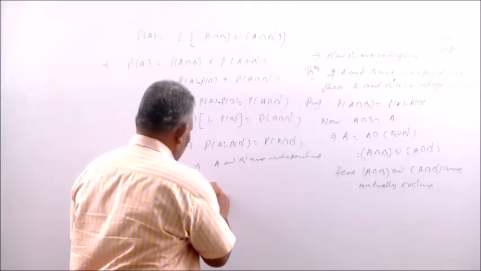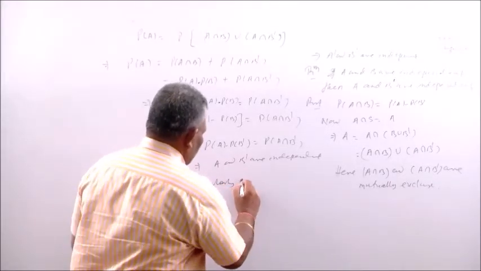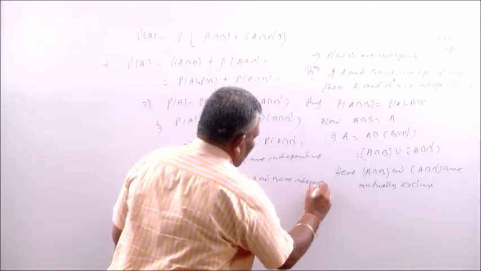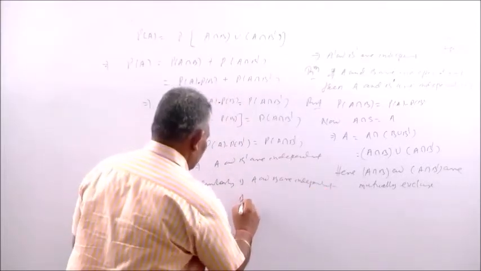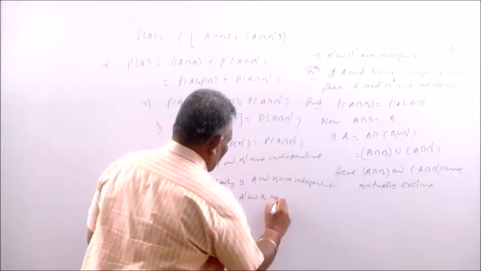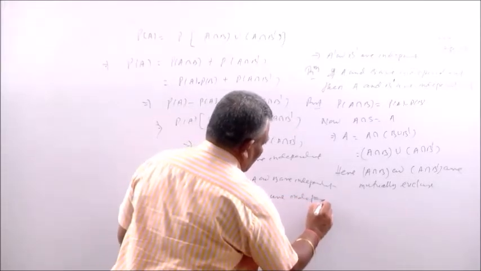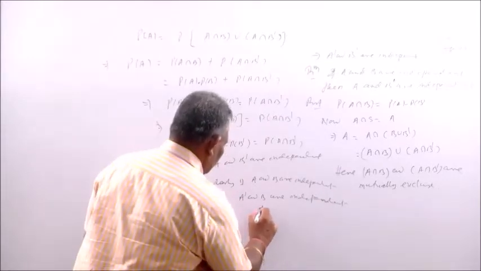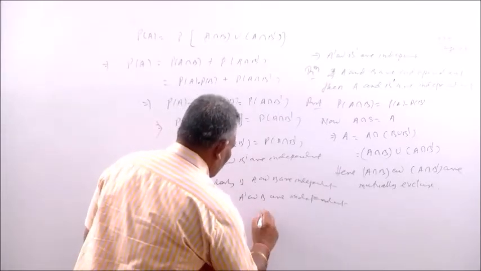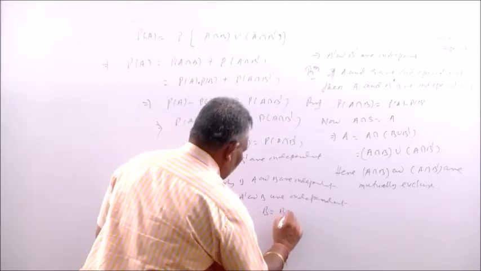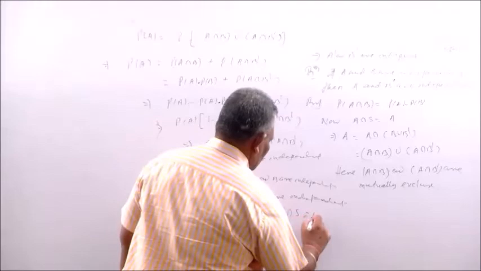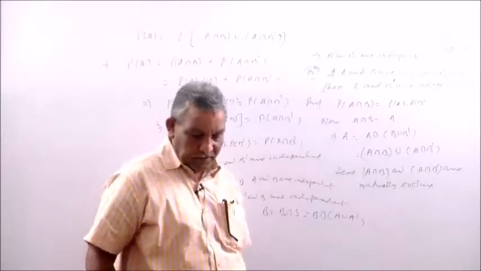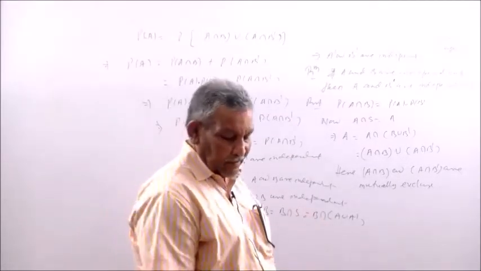So similarly, if A and B are independent, then you can show that A dash and B are independent. For this you can take B equals B intersection S, that is B intersection (A union A dash). Then we will proceed like the previous theorem, and I hope you can complete the theorem.